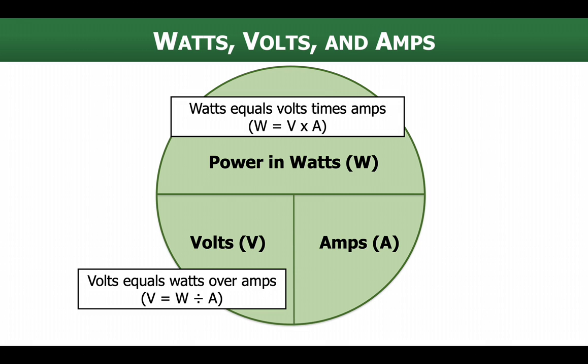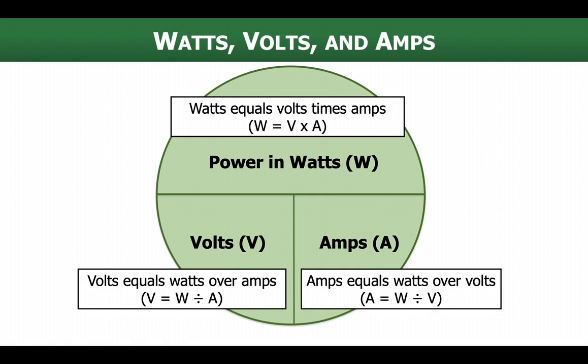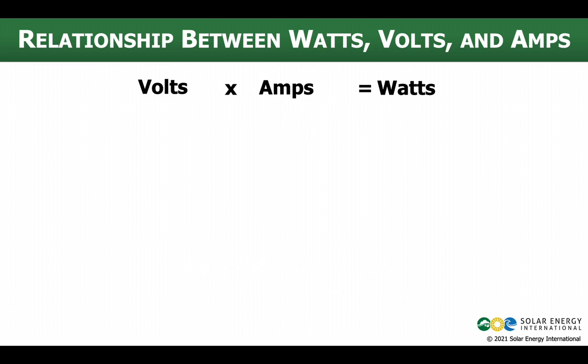Now we could solve for the other variables here if we wanted to. If we needed to figure out the voltage and we knew the power and the current, well, we cover up voltage and now we have watts over amps. So watts divided by amps, volts equals W divided by A. And then the same relationship is going to essentially be true on the other side for amps. Amps, cover it up. You've got a W over a V. Amps equals watts divided by volts.